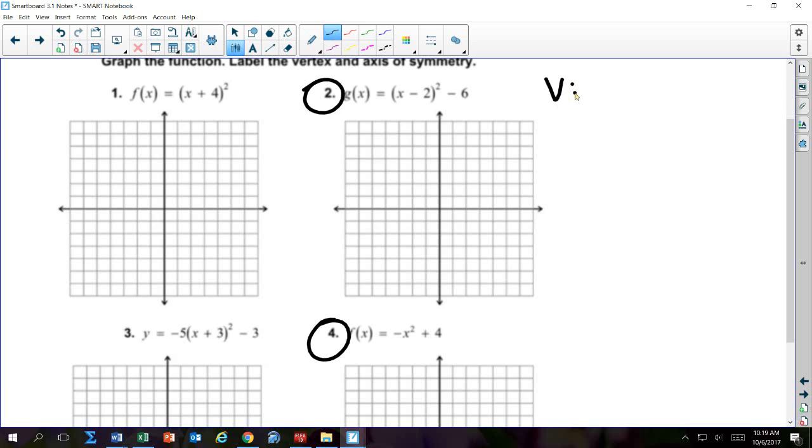What does the -2, -6 mean? What has happened to your graph? Right 2, down 6. So my vertex has gone from 0, 0 to 2, -6, right? We went right 2, down 6 for my vertex.